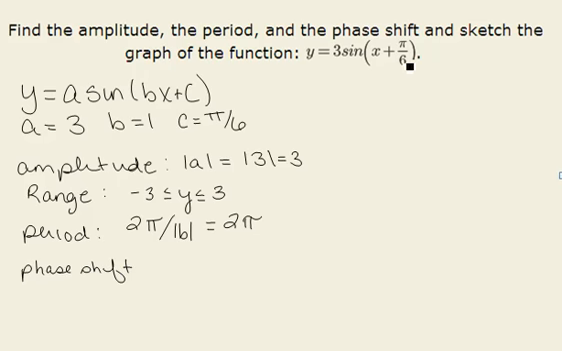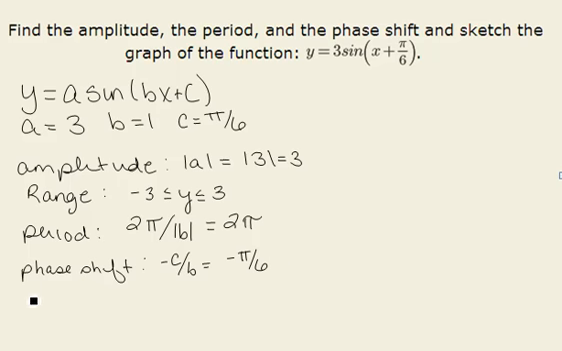Again, by looking at the inside parentheses, we will know that our graph got moved to the left by pi over 6 units. We will also know that our phase shift is given by the formula, the opposite of c over b. In our case, it's the opposite of pi over 6 divided by 1. This tells us that our function did indeed get moved to the left pi over 6.